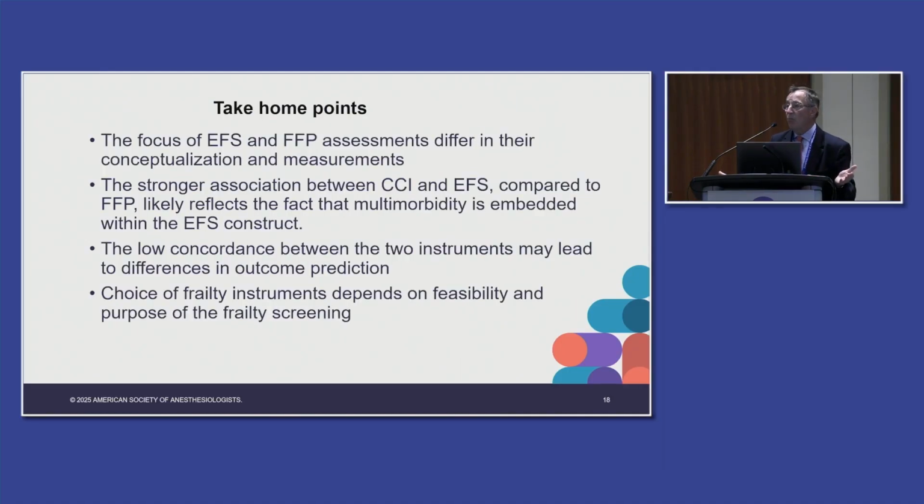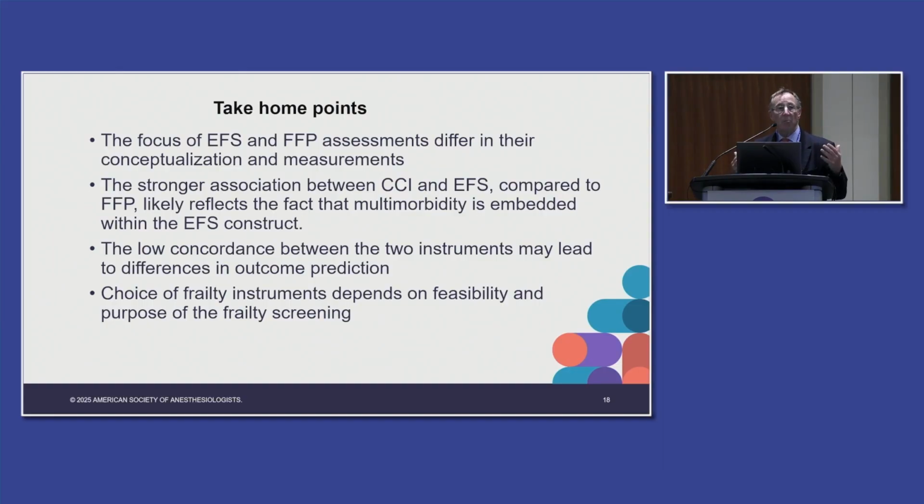So the take-home points for this talk are that the Edmonton and the Frail assessments differ in their conceptualization and the measurements being used. The stronger association between comorbidity and the Edmonton compared to the Frail likely reflects the fact that multimorbidity is embedded within the Edmonton construct. And the low concordance between the two instruments may lead to differences in outcome prediction.